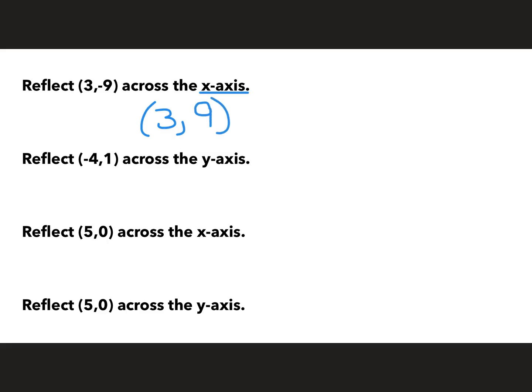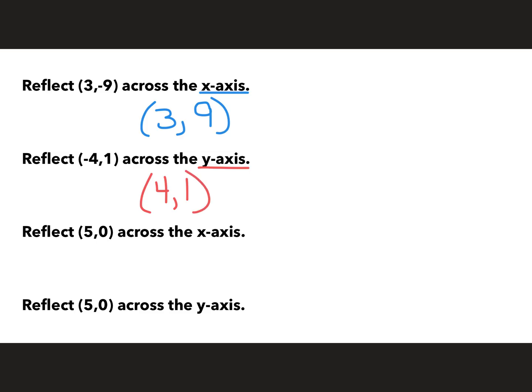All right, let's do another one. Reflect negative 4, 1 across the y-axis. Well, what stays the same? The y guy. And so the x one changes to its opposite. The opposite of negative 4 is positive 4, and then the y guy stays the same.